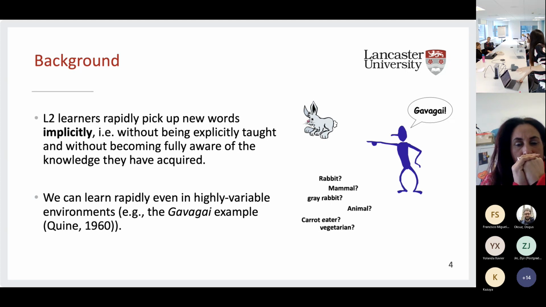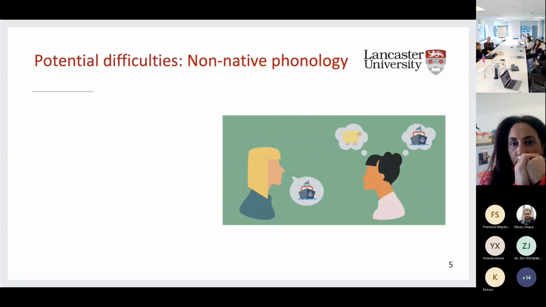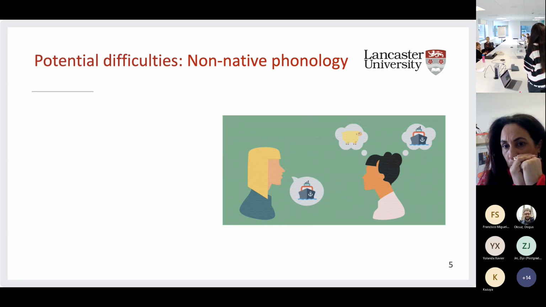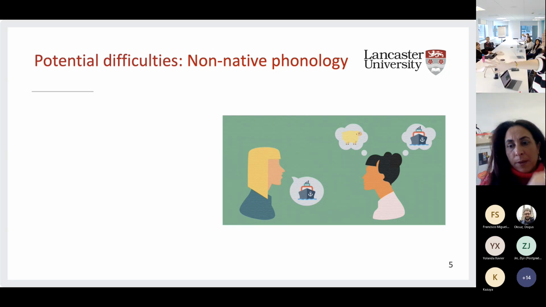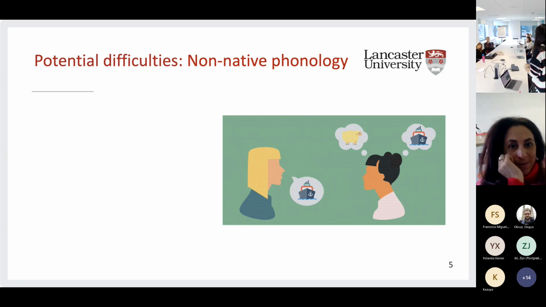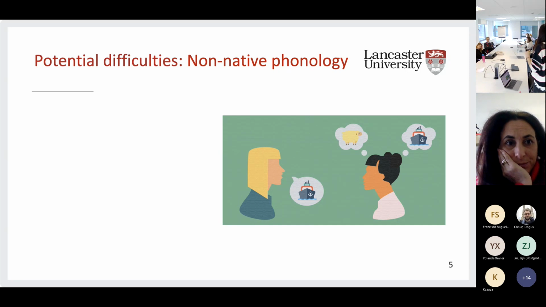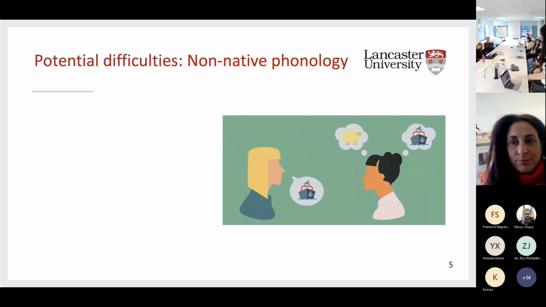And in L2 learning, this is not the whole story. We have potential difficulties coming from non-native sounds, non-native phonology. Imagine someone speaking English talks to you. They say ship. What does it mean? Does it mean the animal or the boat cruising on water? If you don't accurately discriminate between sheep and ship, the E and A vowel contrast, it might be confusing.